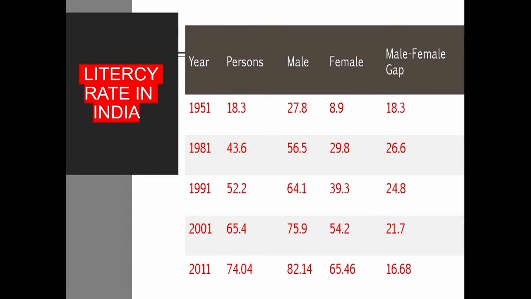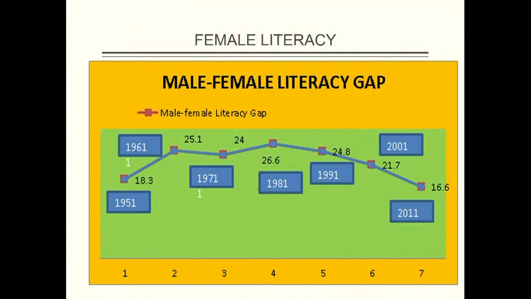But if you see the male-female literacy gap, it is always higher, although it has decreased in 2011. The gap was 18.3% in 1951, which increased to 26.6% in 1981. But slowly it has decreased. In the 2011 census, the male-female gap is only 16.68%. As we move ahead, thanks to the various schemes and programs of the Government of India, the literacy gap between male and female has decreased. You can see in the graph how the male-female literacy gap has slowly decreased.